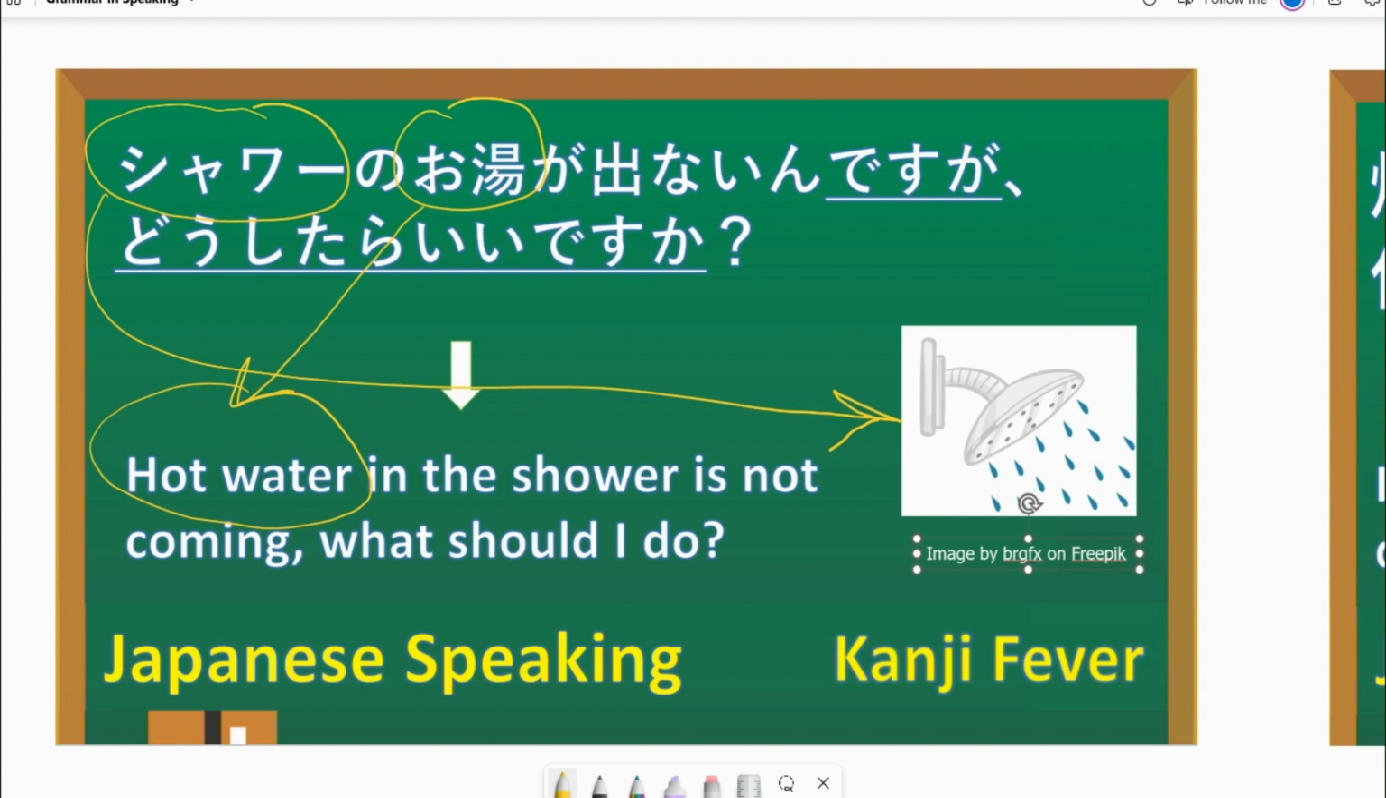Now, the hot water is not coming in the shower. So, what should I do now? Whom should I contact? How can I fix it? So, these are the questions that you want the other person to explain to you. That's why we have used どうしたらいいですか？ So, that person is going to explain what the next step should be, what you can do now.